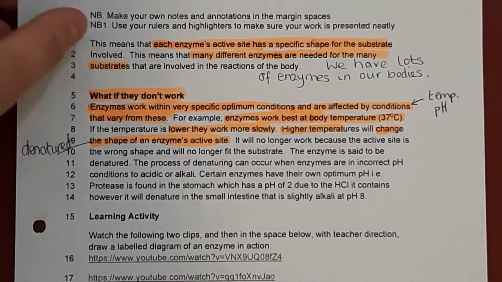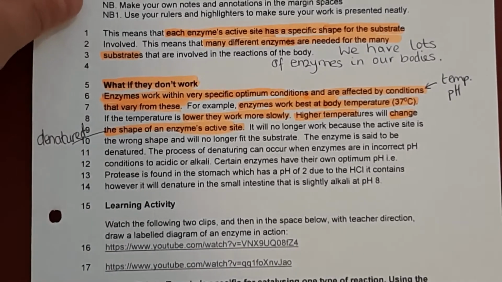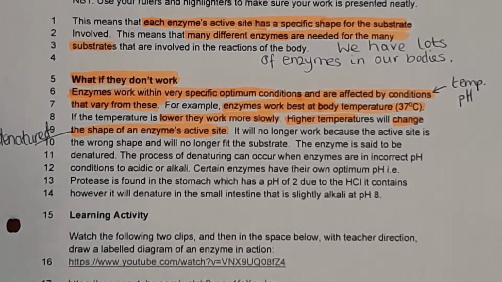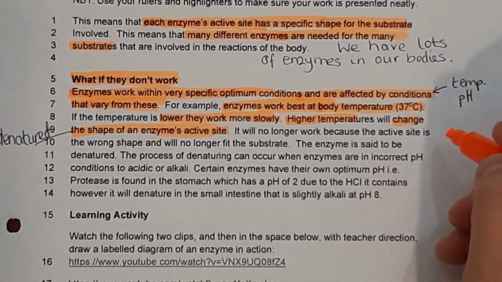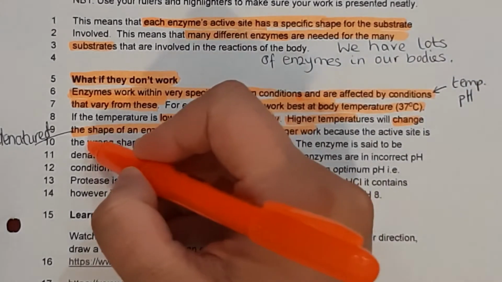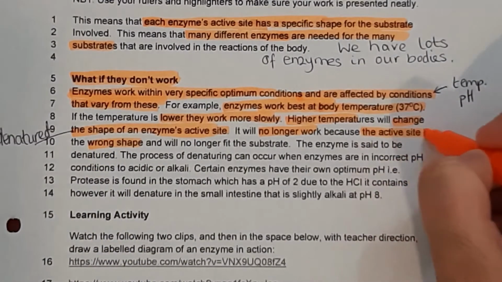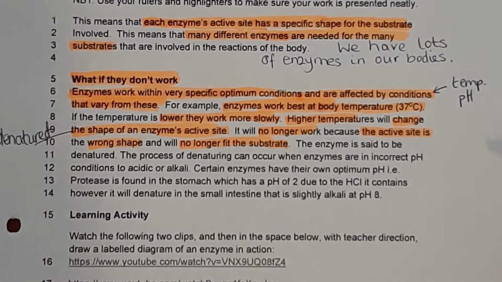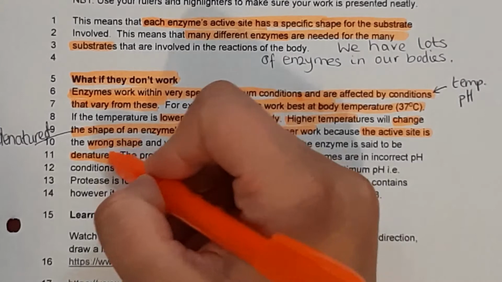Okay, so it's not good if the enzyme becomes denatured because it no longer fits. So it won't work, it will no longer work because the active site is the wrong shape. So it stops working, it's the wrong shape, the active site, and it no longer fits the substrate. Okay, so the enzyme is said to be denatured, just as we wrote a moment ago.